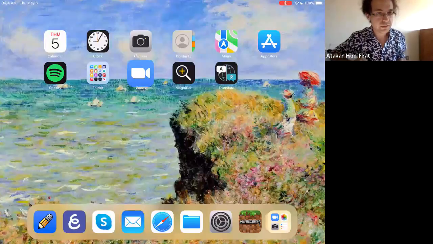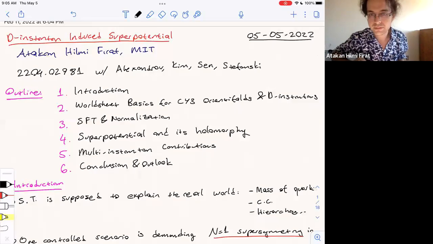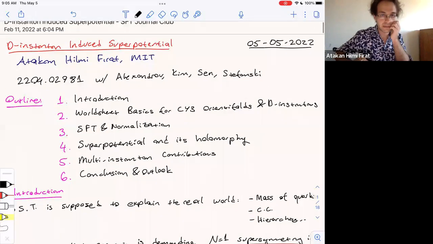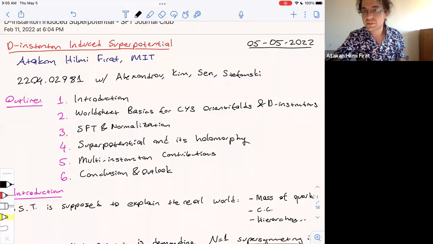You can see it, right? Okay. Let me adjust my screen as well.